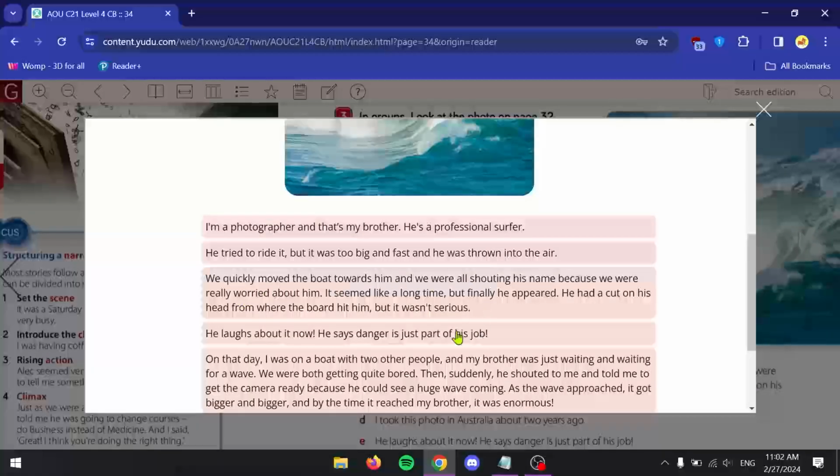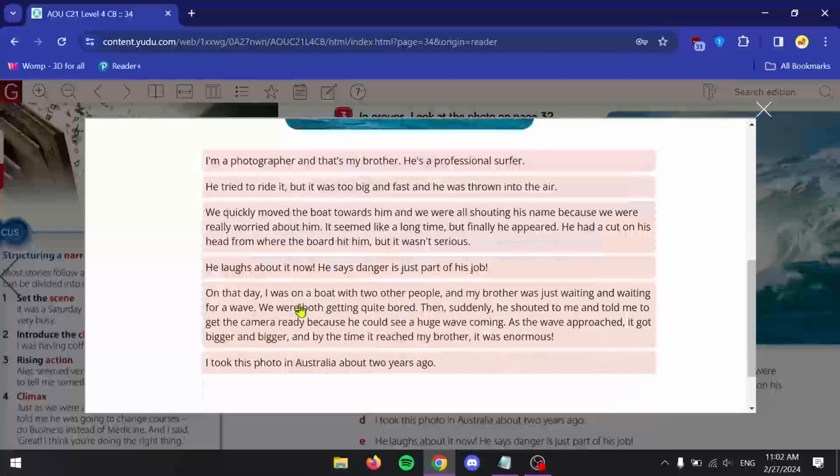Quickly move the boat. No. He laughs about it now.